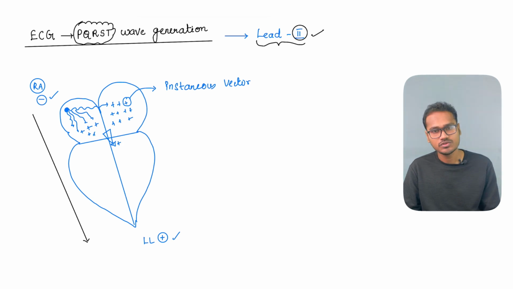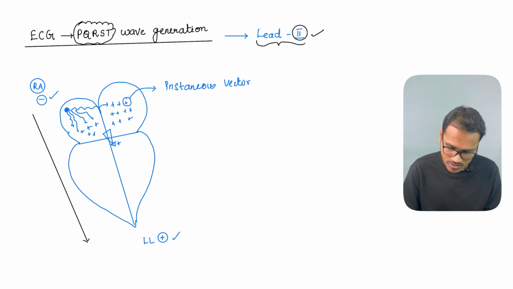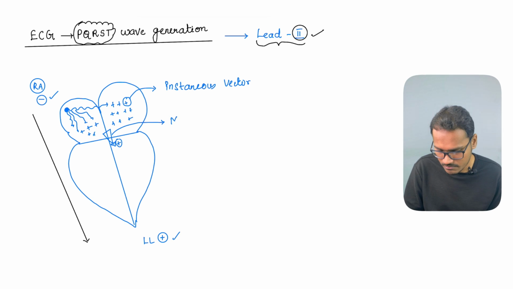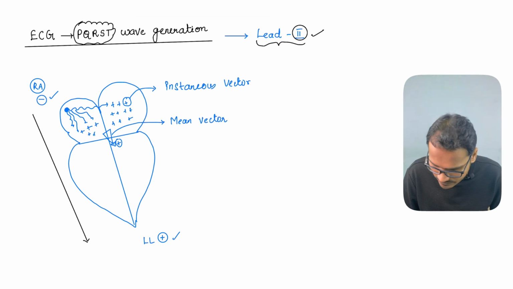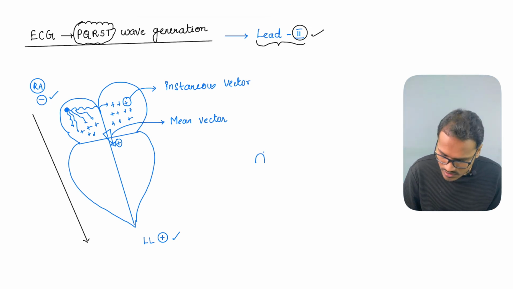This mean vector has two things: the charge and the direction. The SA node is firing, so this is directed towards the left leg. This will be the positive charge directed towards the left leg, and this vector, which is the summation of all of them, is called the mean vector. Now tell me which charge is moving towards where. Here you can see that the positive charges are moving towards the positive direction. So what will be the deflection? The deflection also will be positive. That gives rise to the P wave.